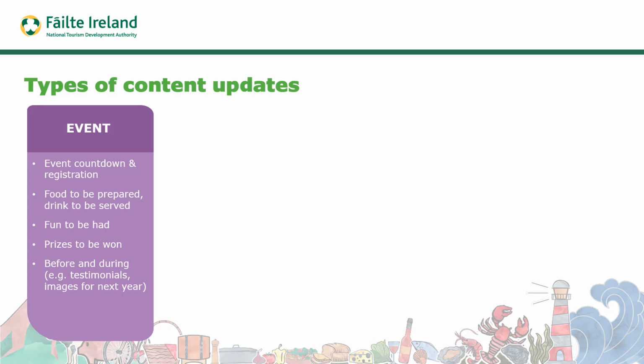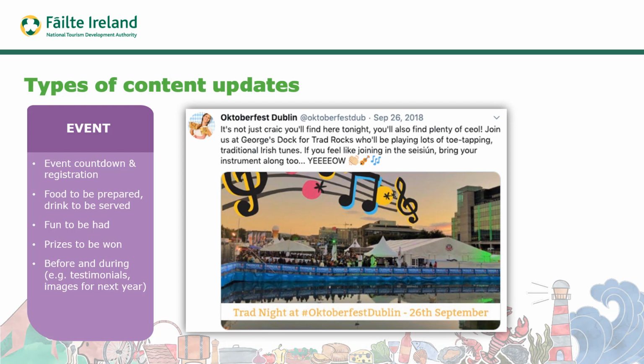Then the event itself. Think about what's coming up at the event and start promoting that. It could be event countdown, it could be about registration. What food is prepared? What drink will be served? What fun will be had? So it's all about what's happening at that event. An example here is Oktoberfest Dublin. It's not just craic you'll find there tonight, you'll also find plenty of kjol. Join us at George's Dock for trad rock. So they're saying come here for music, something that's happening at the event.